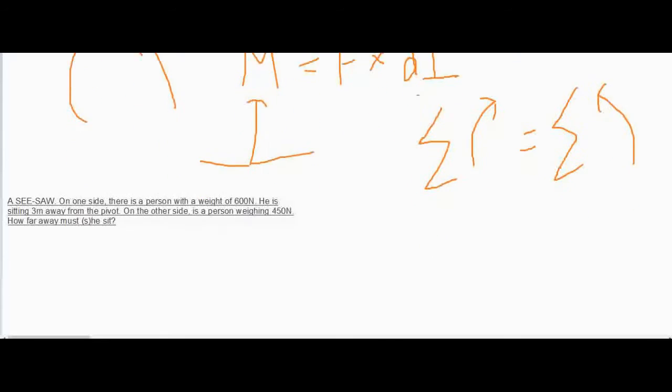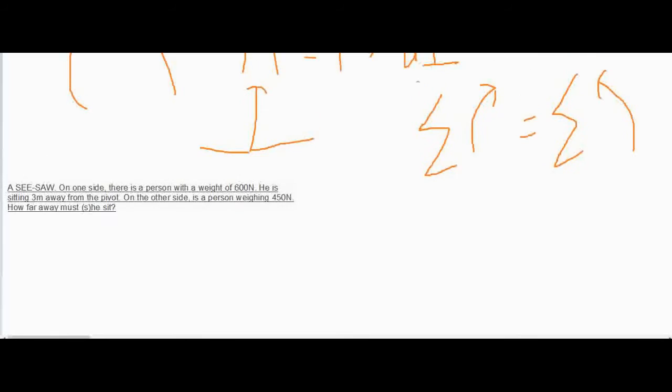Now let's look at a question to deal with moments. On a seesaw, on one side there's a person with a weight of 600 newtons, sitting 3 meters away from the pivot. On the other side is a person weighing 450 newtons. How far away must he or she sit? Now what you can be asking is, how far away from the pivot must the other person sit to balance the seesaw? Go ahead and draw a seesaw. That's a pivot. Imagine that the pivot is in the middle, and so we'll be taking moments about this pivot.